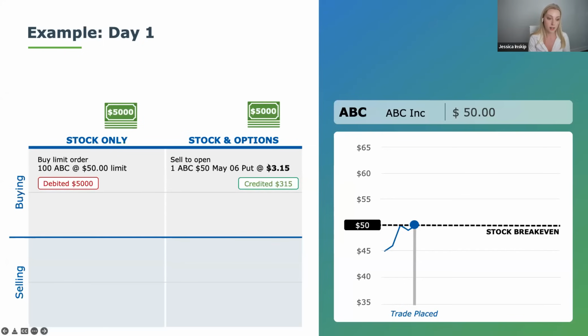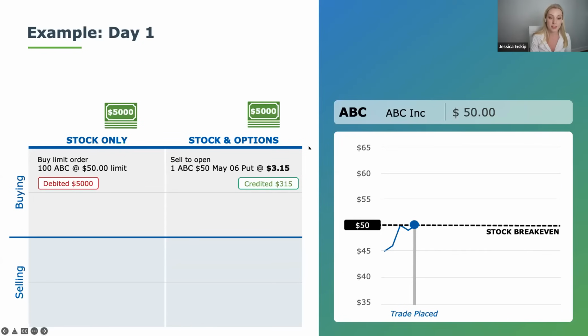The stock and options trader is going to sell to open 1 ABC 50 May 6 put at 315. So approximately about 30 days out, they're selling an at the money put in this situation because the strike price is equivalent to the market price. So not one is more favorable than the other, it's purely equivalent.